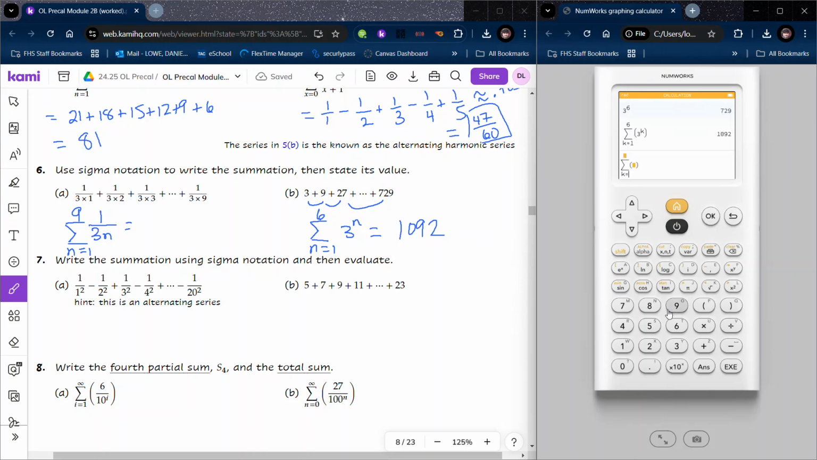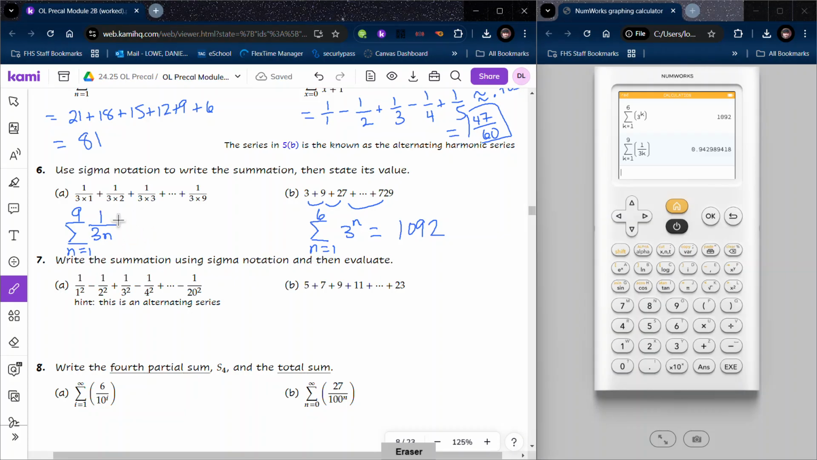And then we have the summation from 1 to 9 of 1 divided by 3 times my counter. And that gives me approximately, what is that?